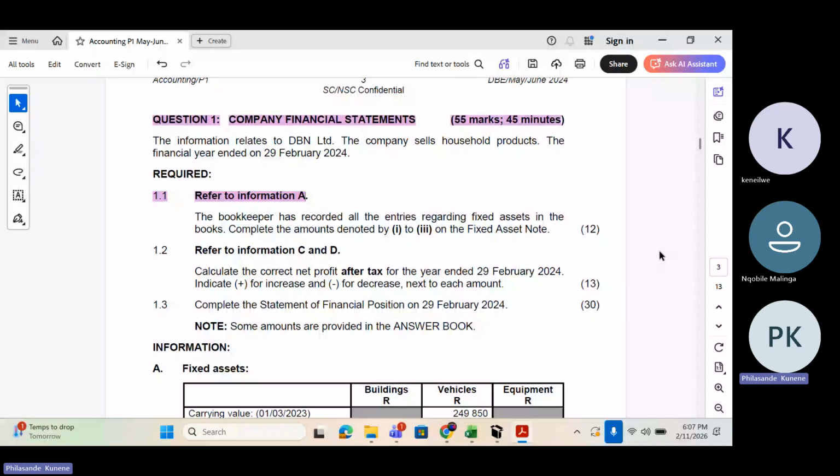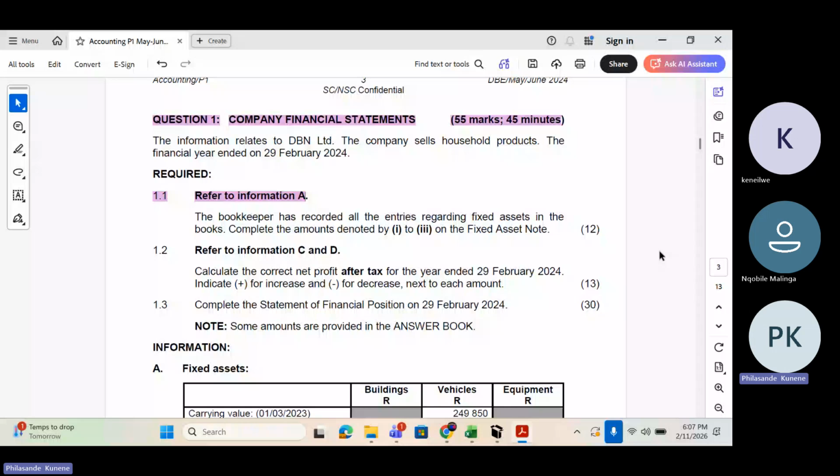Okay, let's get into it. They're saying here, the financial information relates to DBN Limited. The company sells household products. The financial year ended 29 February 2024. Right, they're giving us what the financial year end is, and they're saying it is 29 February 2024.